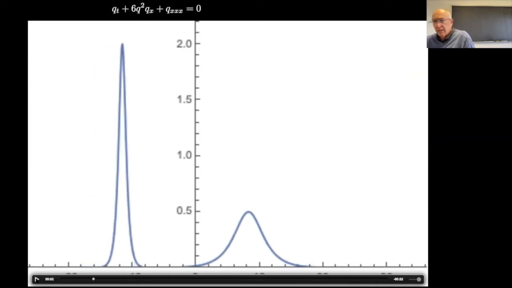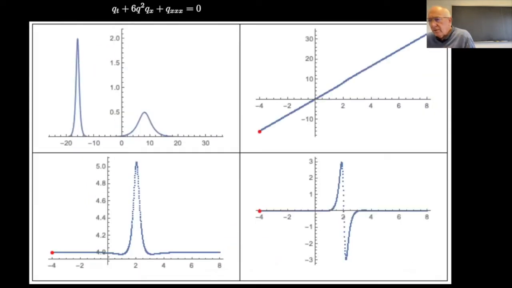Let me see if I connect. So this is again the same movie, but in the upper right hand corner is the position of the tall peak as a function of time. The horizontal axis is time, and the vertical axis is the position of the tall peak. In the lower left hand corner is the velocity of the tall peak, and in the lower right hand side is the acceleration. So I guess we can just watch it evolve.